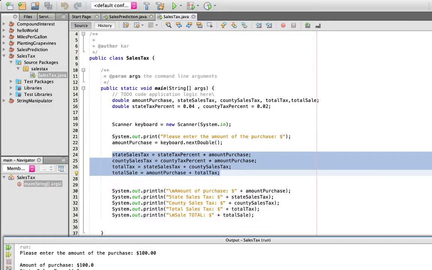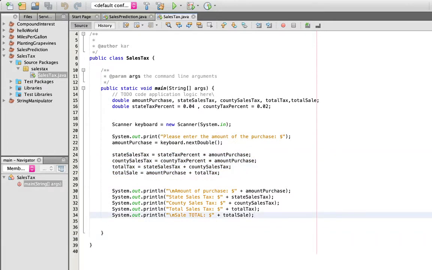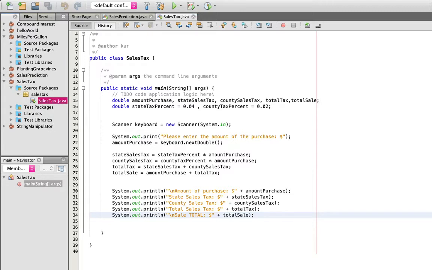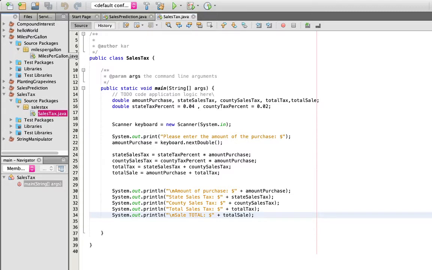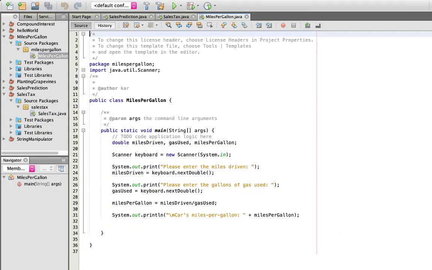Then the next one was number 9. I believe that one was the miles per gallon. So let's go to that one. Okay, this one I thought was really easy. The book gave us the equation for the MPG.